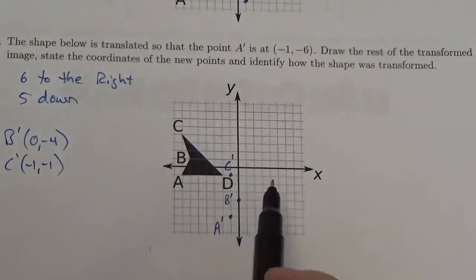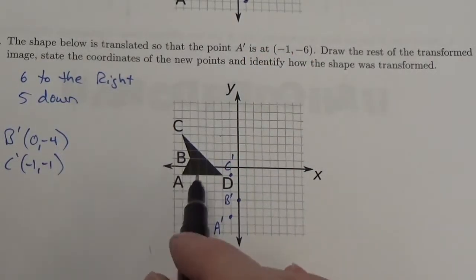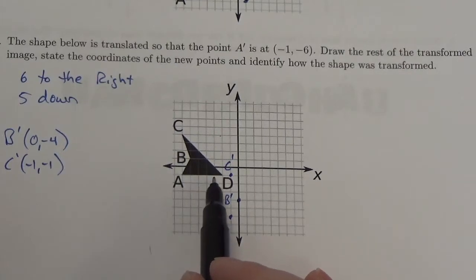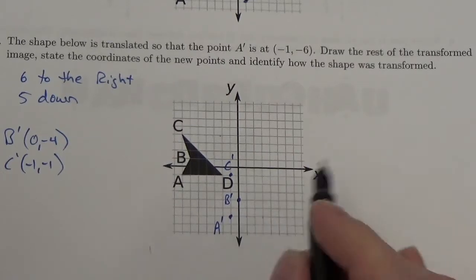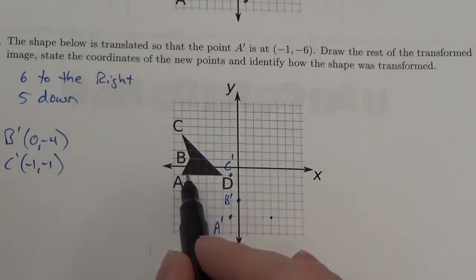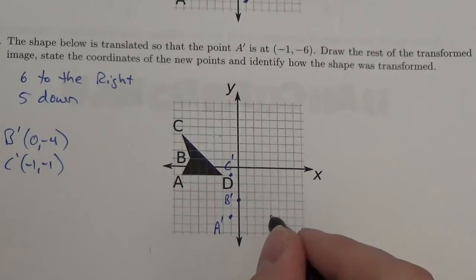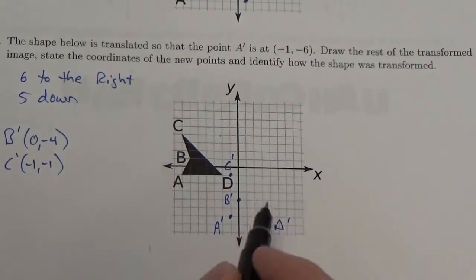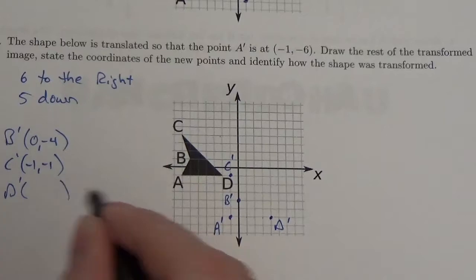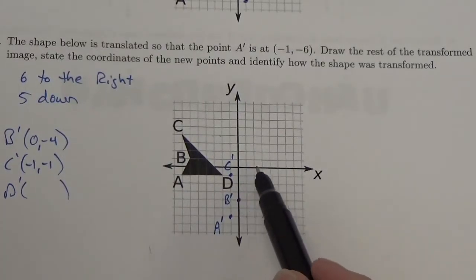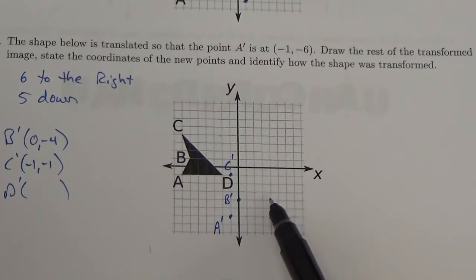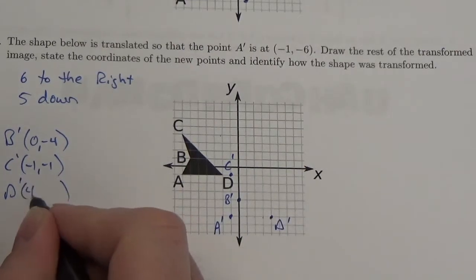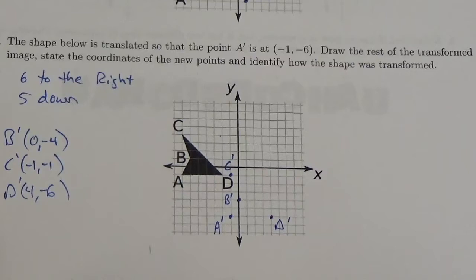Good. Now D, well, D was 1, 2, 3, 4, 5 units just straight over from A. So let's just do that. From A prime, it's going to be 1, 2, 3, 4, 5 units straight over. Wait a minute. 2, 3, 4, 5. For a second there, I thought I miscounted that. So D prime is going to be over here. Now let's count out D. That's 1, 2, 3, 4. 1, 2, 3, 4, 5, 6. So it's going to be 4 comma negative 6.